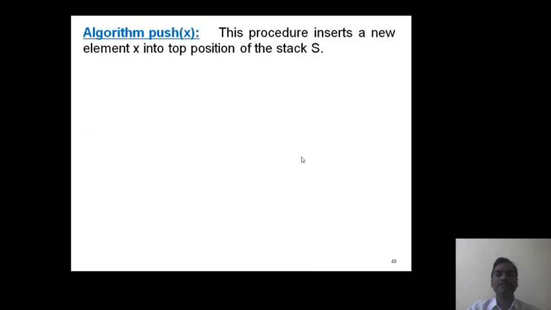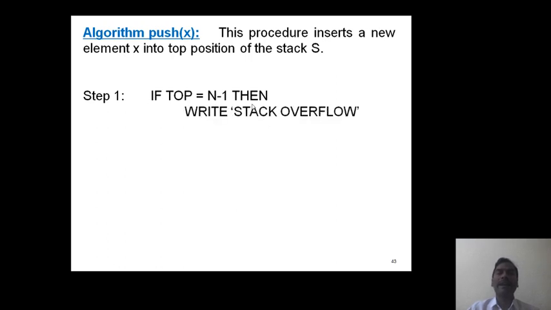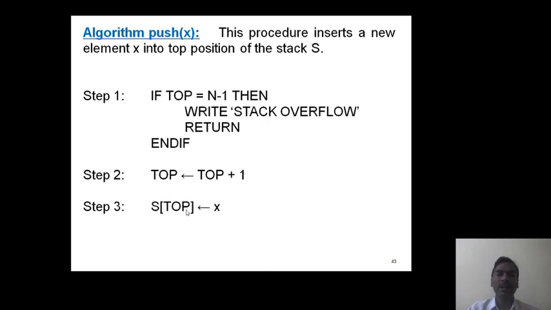Now algorithm format. So algorithm push of x. This procedure inserts a new element x at top position of the stack. So here first we check whether the stack is overflow or not. For this, if top equivalent to n-1, then print a message as stack overflow. Return from the function. If this condition is false, that means empty locations are available. Then step 2, top equivalent to top plus 1. Step 3, s of top is filled with x. Now return from the function.